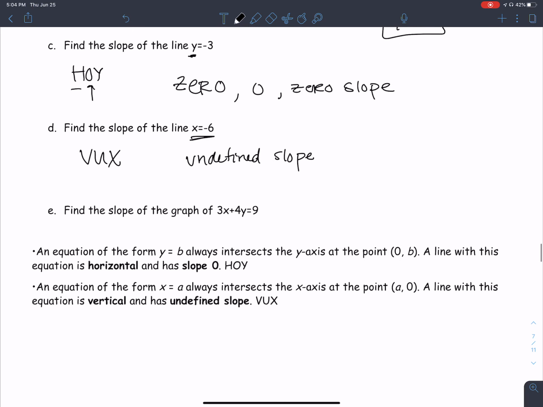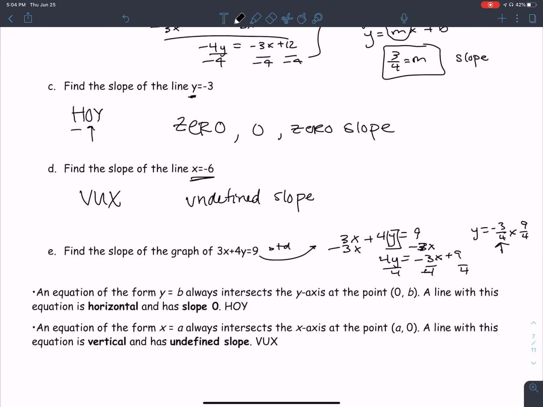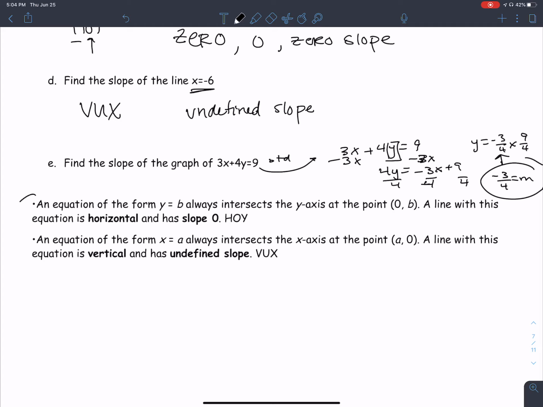Okay, all right. So another one, find the slope of the graph 3x plus 4y equals 9. Again, this is standard form, so we're going to have to solve. We're going to isolate y, so get y by itself, so subtract 3x. So I get 4y equals -3x plus 9. Divide by 4. So y equals -3/4 x plus 9/4. And this time our slope is -3/4. Okay? This is just more explanation of horizontal and vertical lines.